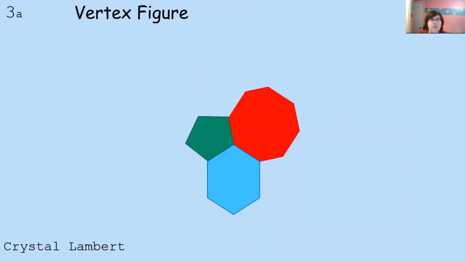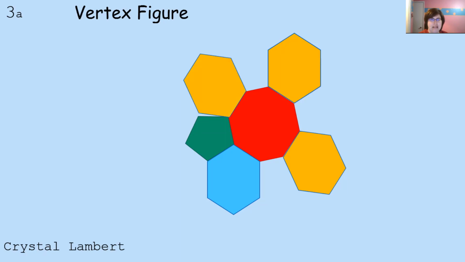Okay, so Myra's vertex figure. We can't have any spaces. We can't have any overlapping. So let's go around and put the hexagon in every other spot. She gave us the hexagon, then pentagon, and octagon is in red, pentagon in green, hexagon in blue, and I changed the colors of the pentagon and the hexagon. So we did hexagon in orange, so every other space.